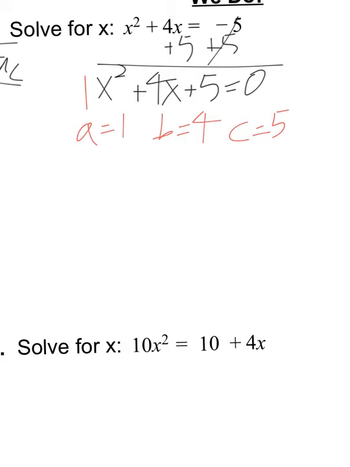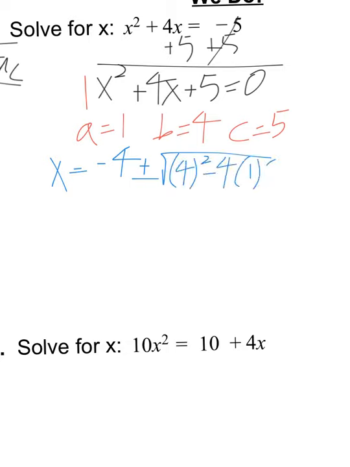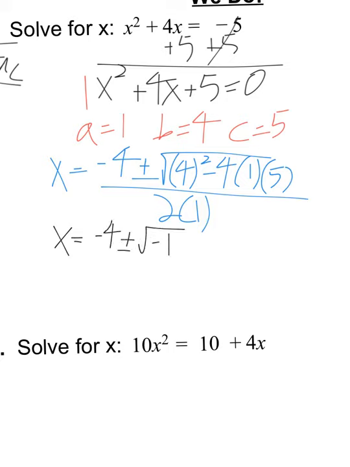So we're just going to set it up. x equals negative b, negative 4, plus or minus the square root of b squared, so 4 squared, minus 4, a is 1, c is 5, all over 2a, 2 times 1. So what we need to do is simplify this before taking the square root. So this is 16. This is going to make 20. 16 minus 20 is negative 4. So I have x equals negative 4 plus or minus the square root of negative 4 all over 2. 2 times 1 is 2.